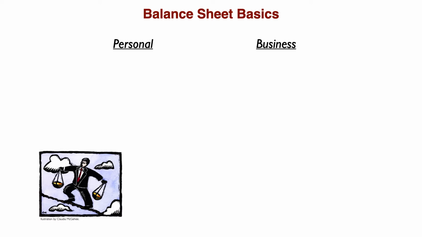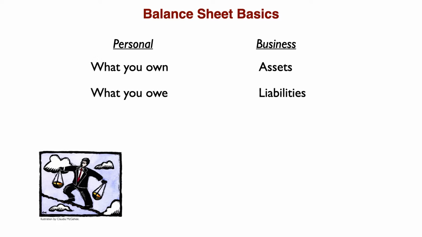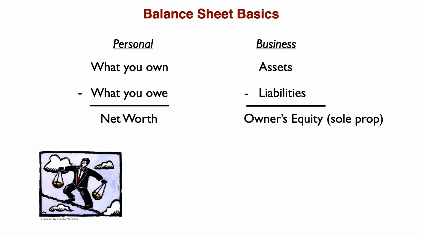I'm going to draw a parallel between the personal side and a business. For any of you that have applied for a loan, you've already gone through and built a personal balance sheet. So I'll start there. On the personal side, what you own, and in a business, what a business owns, is called an asset. On the personal side, what you owe, and what the business owes, is called a liability. If you were to sell everything you own and pay off everything you owe, what's left over is called your personal net worth.